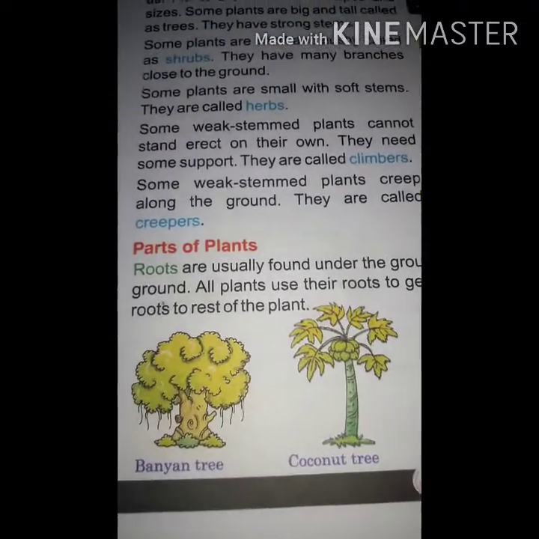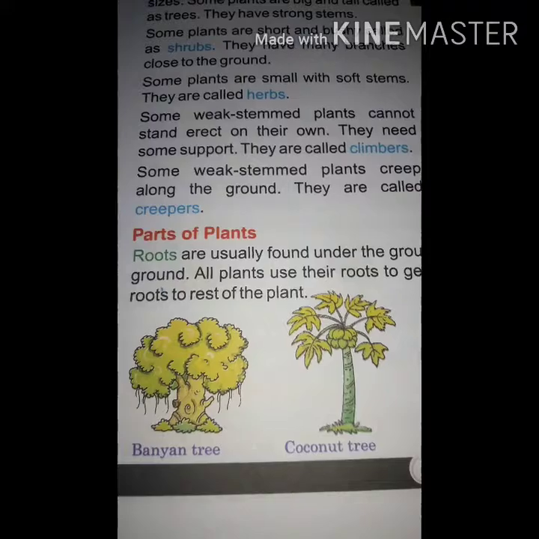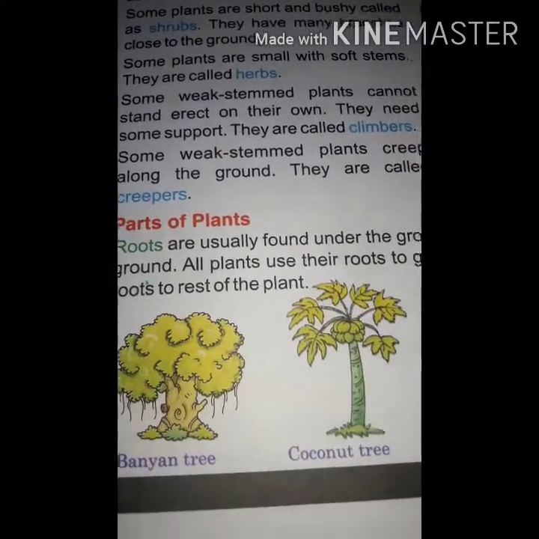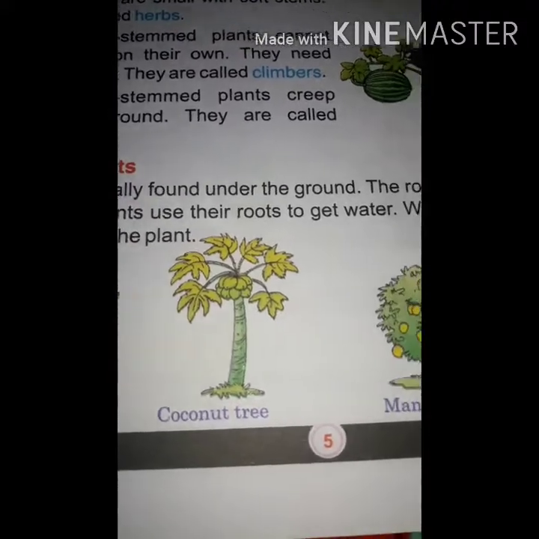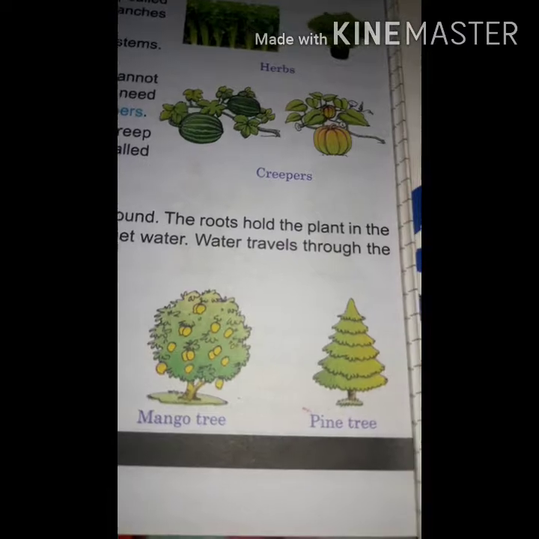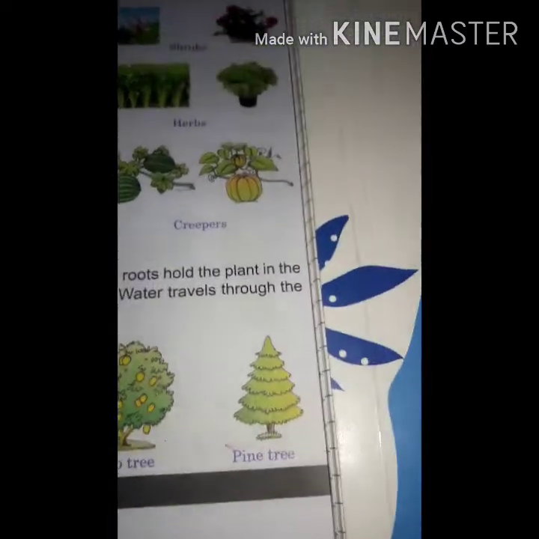In the figure, we are seeing some plants. The first one is the banyan tree. The next one is the coconut tree. The next one is the mango tree. And the last one is the pine tree.